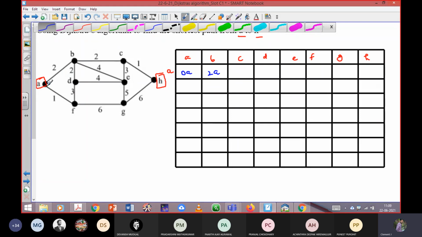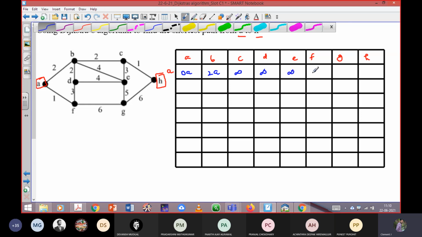Okay. Next, A to C. There is no direct edge between A and C vertex. So there are plenty of paths I can travel from A to C. I could not easily determine that. So I can mention here infinity. Okay. Next, A to D. What value I should put here? You can quickly help. Very good. Next, E. Okay, that is also infinity.